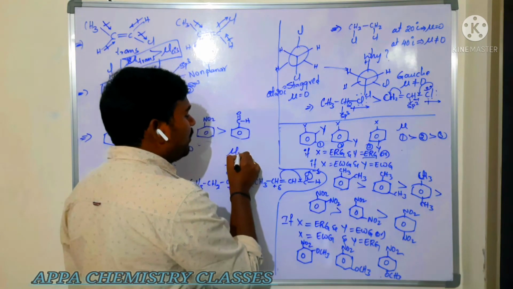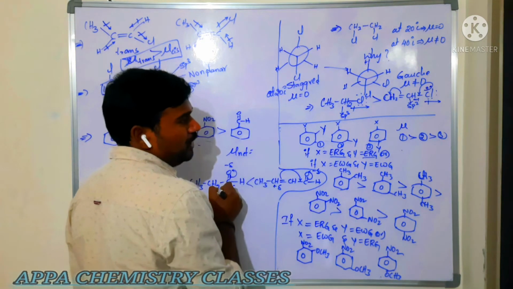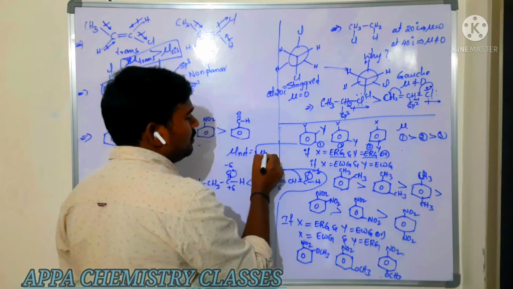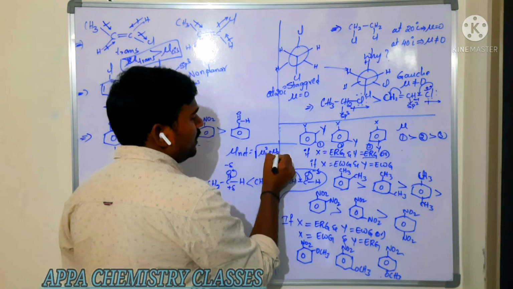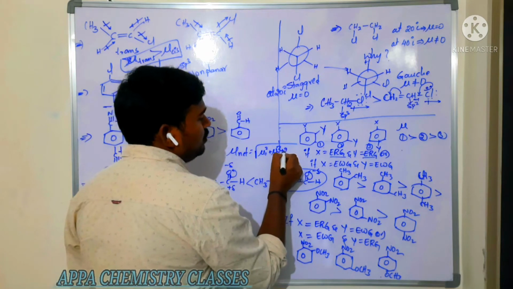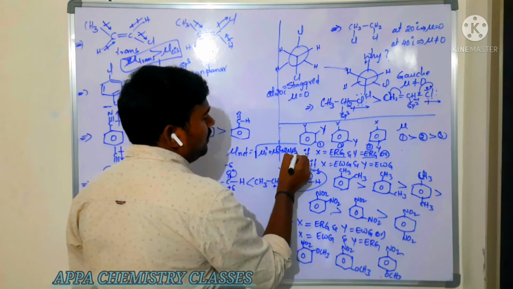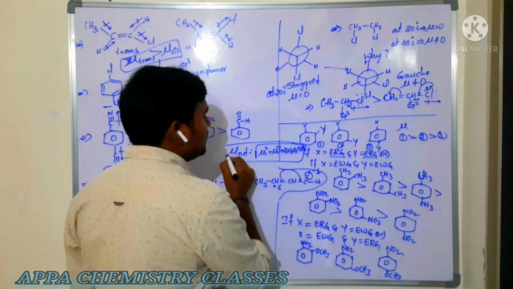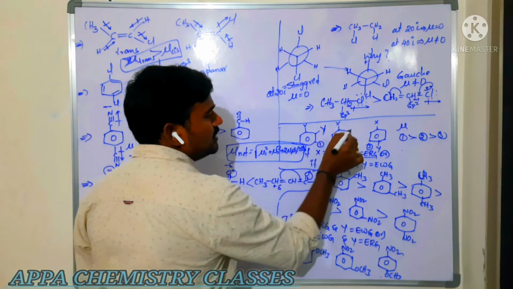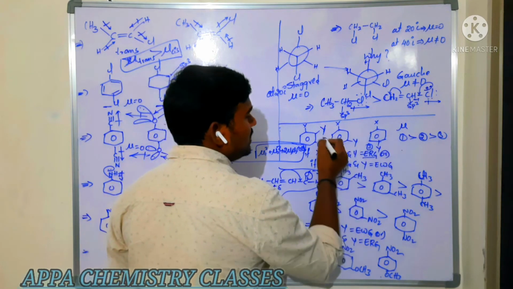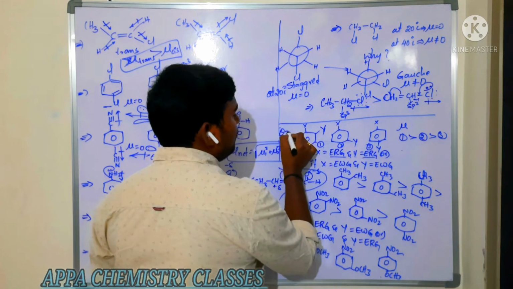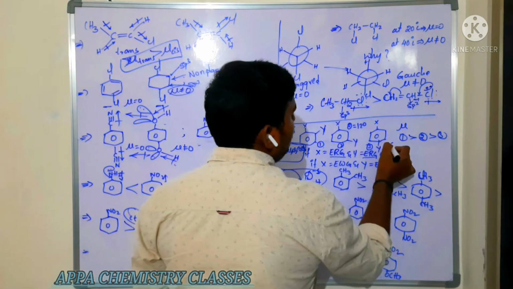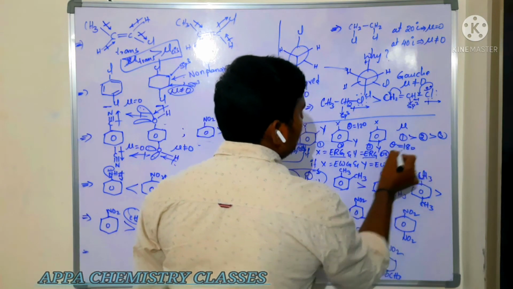net dipole moment formula. Net dipole moment, when both are the same, then we have to use the formula: m1 square plus m2 square plus 2 m1 m2 cos theta. So here theta is what? In this case the theta is 60 degrees, in this case 120, in this case 180. Here theta is equal to 60, here theta is equal to 120, here theta is equal to 180 degrees.